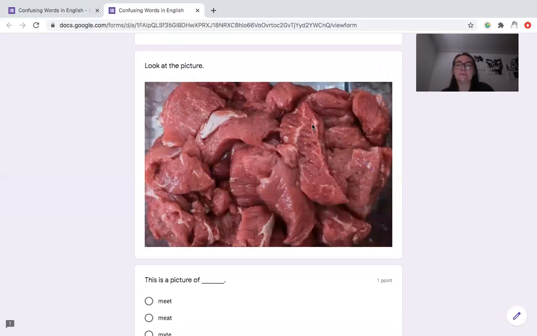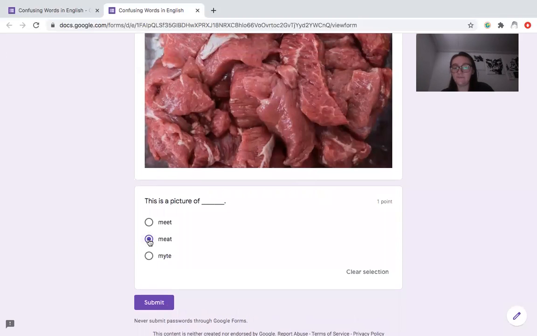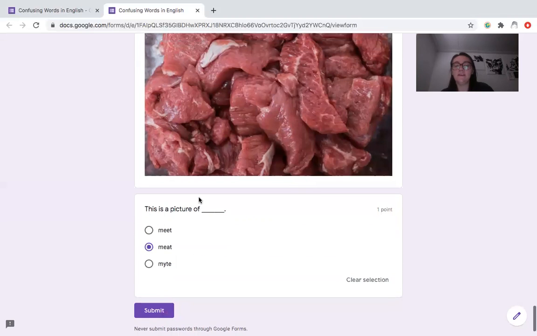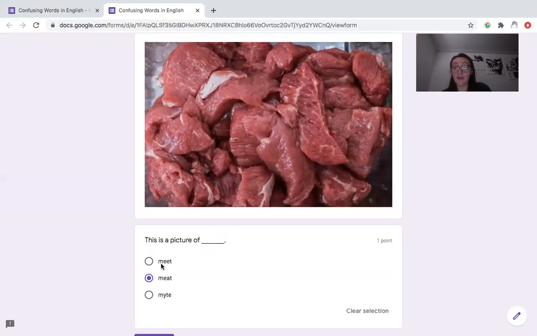Now, look at this picture. Ooh, looks kind of gross. This is a picture of meat, right? M-E-A-T. That's this kind of meat. But this kind, M-E-E-T, is like when you meet somebody for the first time, or you go to a meeting, right? It's a thing that you go to where everybody's together. Meet. It's about people coming together. This meat is the stuff that you eat.